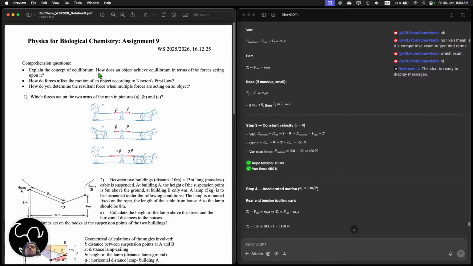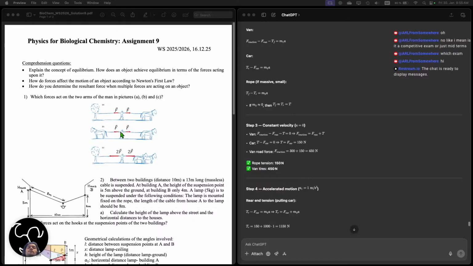Explain the concept of equilibrium. How does an object achieve equilibrium in the terms of forces acting upon it? An object achieves equilibrium when the opposing forces equalize. Right? Yeah. How does forces affect the motion of an object according to Newton's first law?